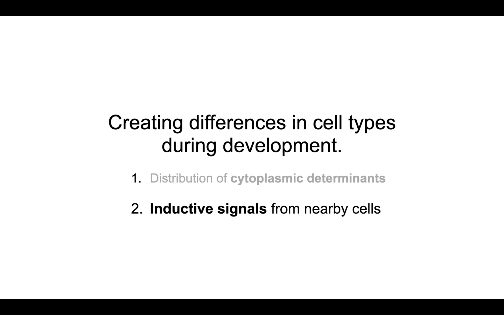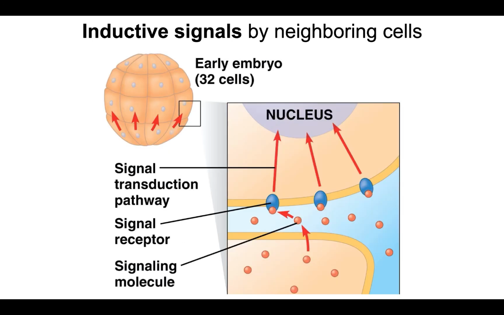The next way in which cells become different from one another during development is via inductive signals. So if we take a look at an early embryo that's made up of 32 cells, cells divide in a very exact process such that every single 32-cell embryo will look like this. The cells don't just divide randomly, which means the neighbors of these cells and the neighbors of these cells are different. Okay, the cells now are different based on who their neighbor is.